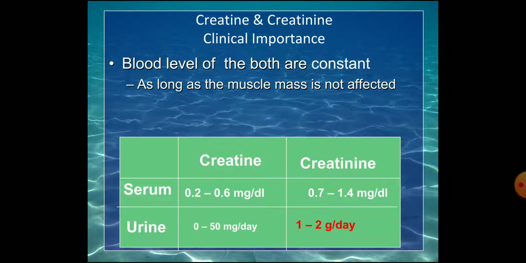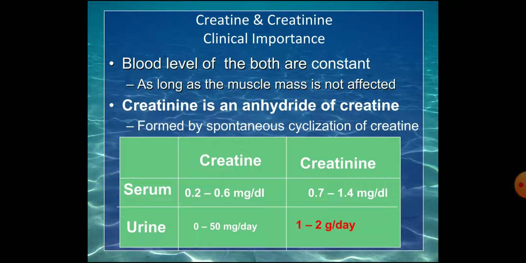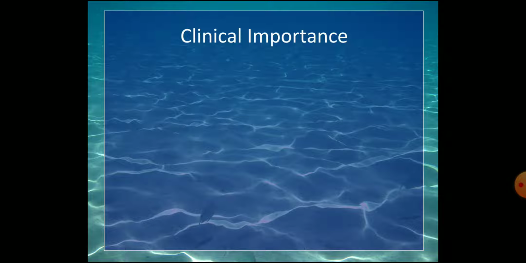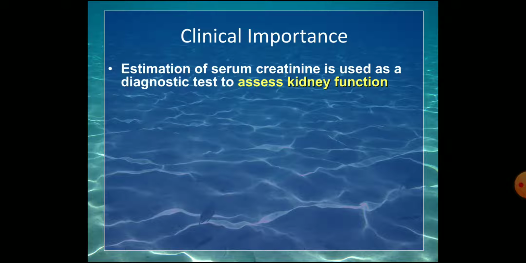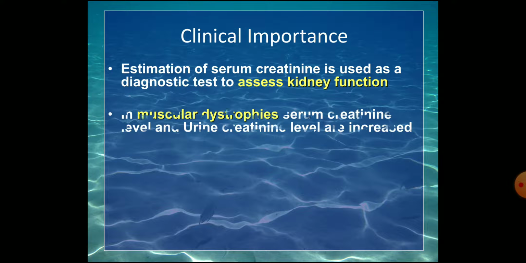important renal function test. So creatinine is an anhydride of creatine and is formed by spontaneous cyclization of creatine, which we have already seen in the previous slide. Now what is the clinical importance? Estimation of serum creatinine is used as a diagnostic test to assess kidney function. It is an important renal function test.